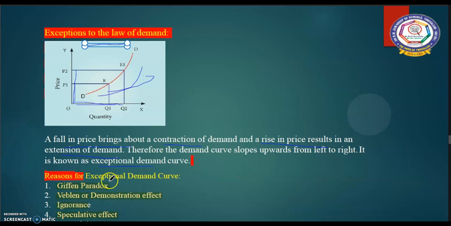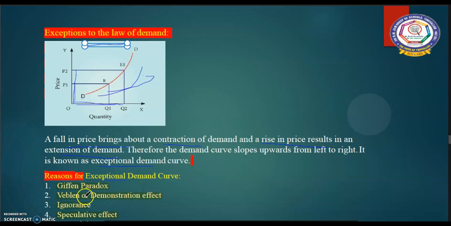Now, the reasons for this. First, the Giffen paradox. The Giffen good, also known as an inferior good, is an exception to the law of demand. When the price of an inferior good falls, the poor will buy less, and vice versa.